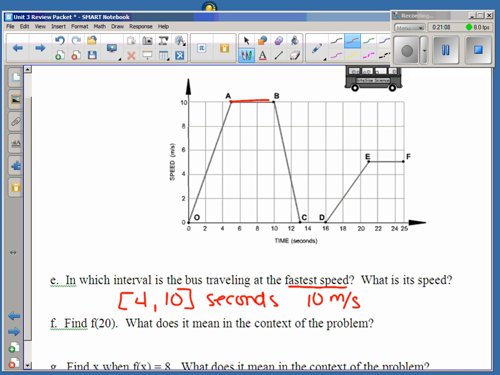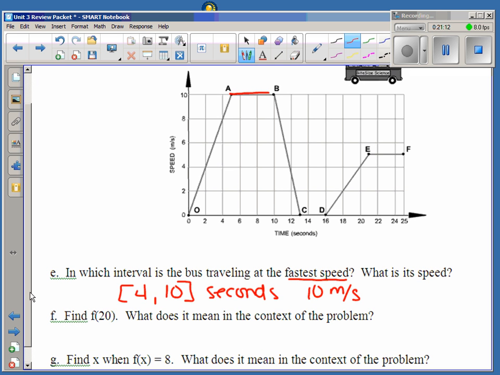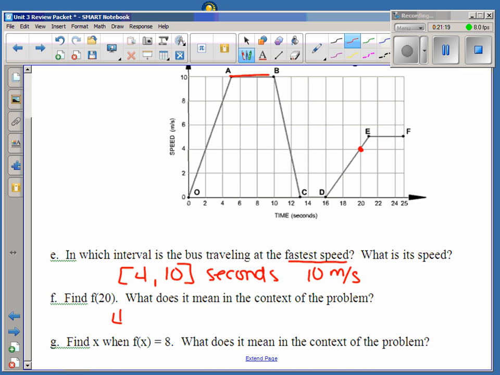Find f of 20. What does it mean in the context of the problem? If I go over on the x-axis at 20, it looks like the speed is 4. And that just gave you the context. The speed is 4 at 20 seconds. Oh, and I should write the speed is 4 meters per second. Speed is 4 doesn't really give me much. Speed is 4 meters per second at 20 seconds.